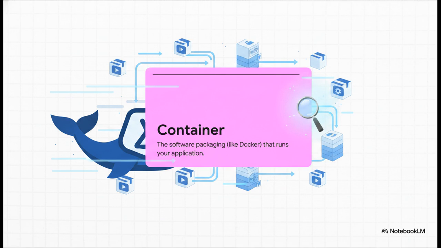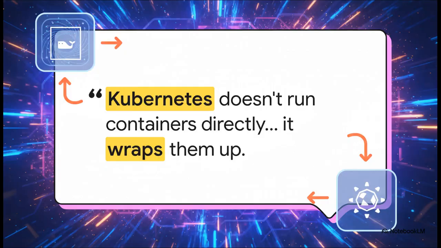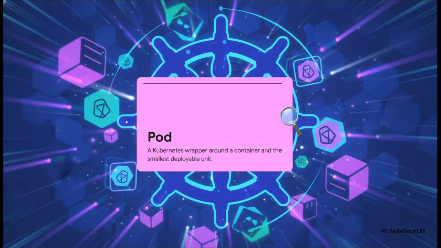This is your raw, packaged application code built using software like Docker. It's literally just your isolated app packed up tightly and 100% ready to run. But here's a massive secret. Kubernetes doesn't actually run containers directly. Crazy, right? Instead, it uses a pod. That's the Kubernetes wrapper, and the absolute smallest deployable unit.